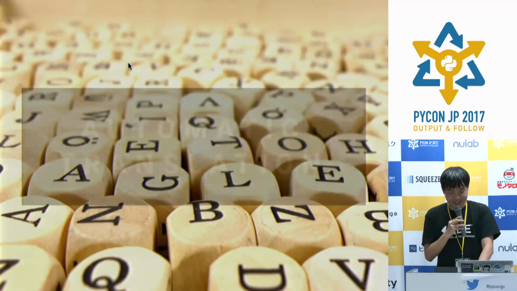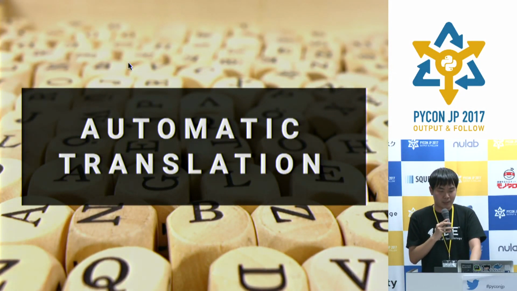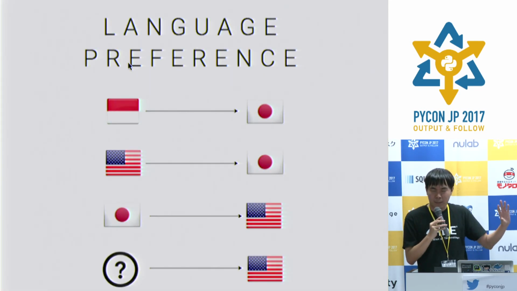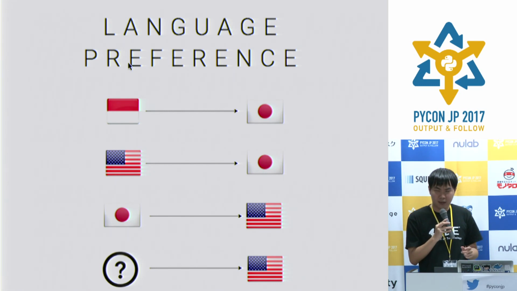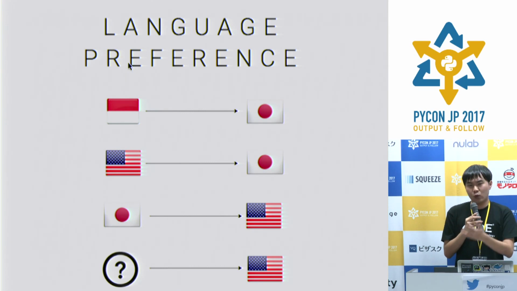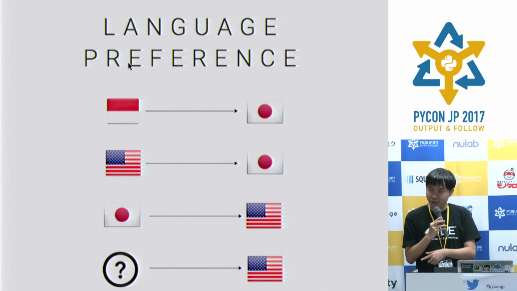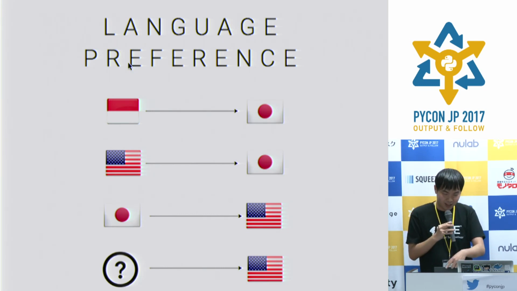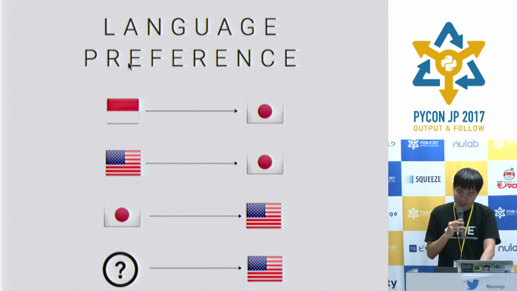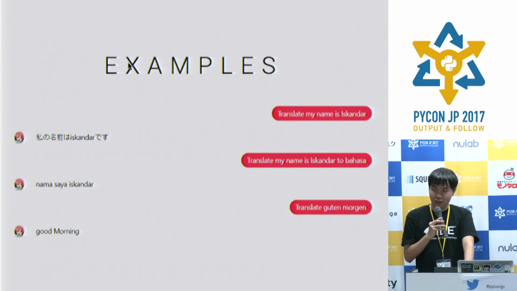The next one is automatic translation. This is very similar to Google Translate, except I created the language mapping which I often use. For example, if I want to translate something from my language, Bahasa Indonesia, it will give the result in Japanese. If I want to translate something from English, it will give the result in Japanese. And if I want to translate something from Japanese, it will give the result in English. So for example, I said here I want to translate my name is Iskandar.